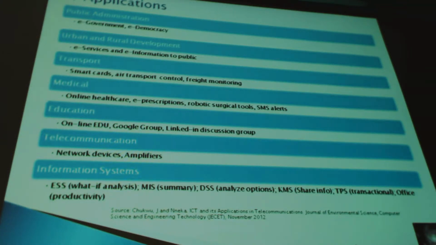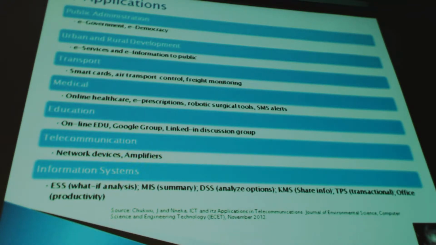Then the education, we have online training, online EDUs, discussion groups. In the telecommunication area, we have network devices, amplifiers. And in the information systems, we have ESS or executive support systems, like what-if analysis is done by pilot in the cockpit panel. MIS, that is Management Information System, is summarizing all the information.